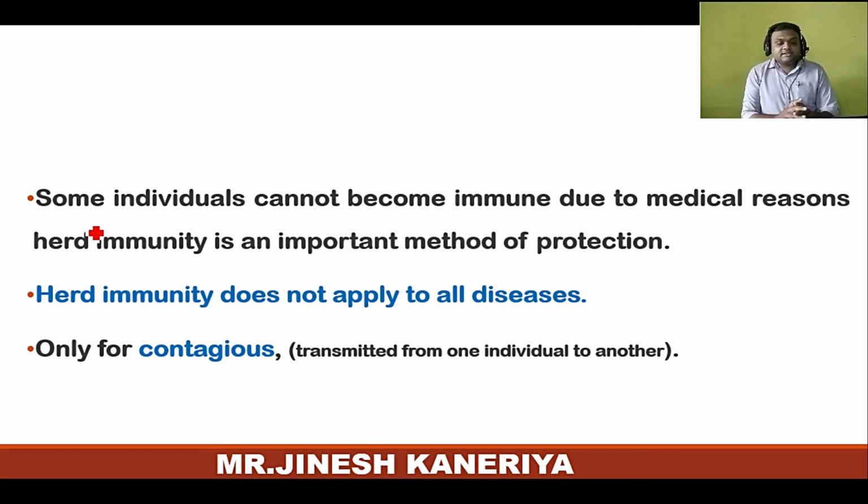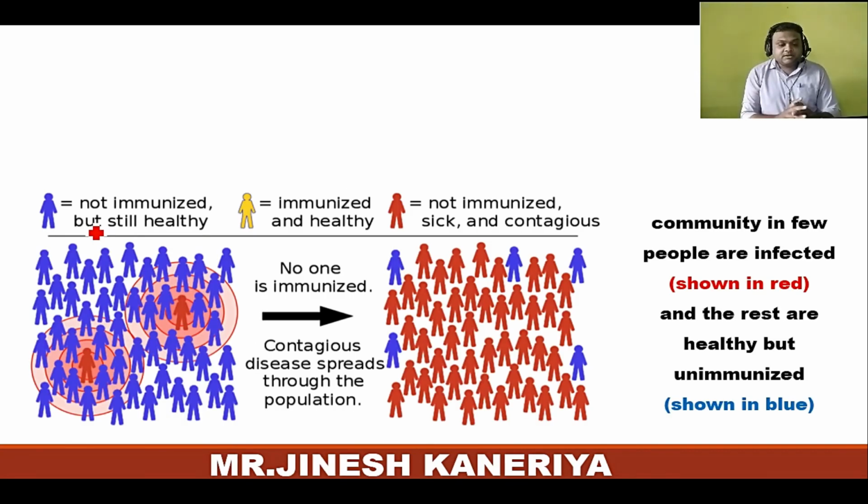Herd immunity does not apply to all diseases, but only to contagious diseases that are transmitted from one individual to another, and these are responsible for the generation of herd immunity. In this figure, the blue people are not immunized but still healthy. The yellow people are immunized and healthy, and the red are not immunized, sick and contagious.